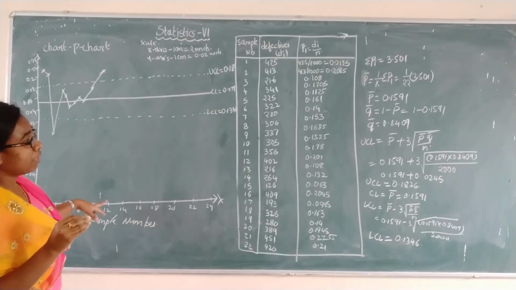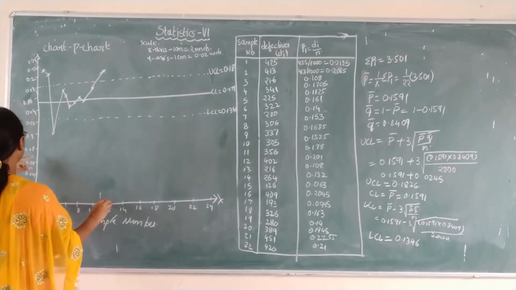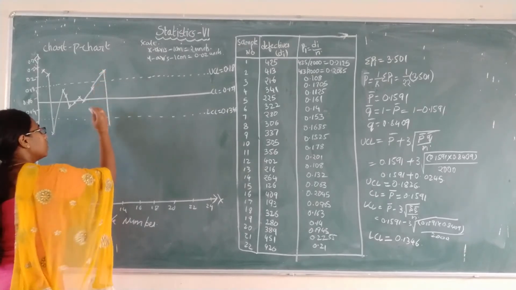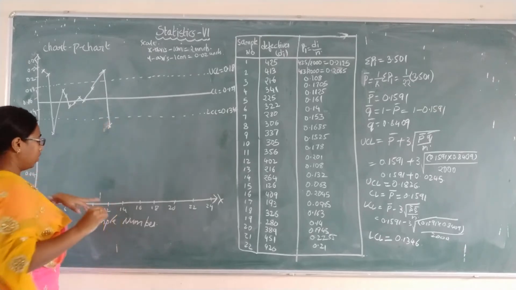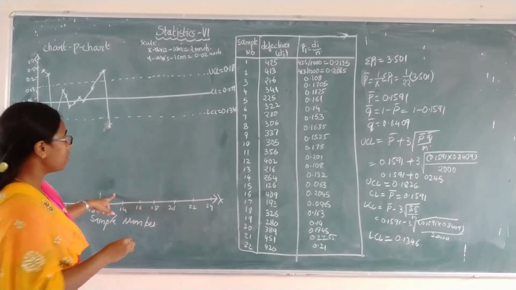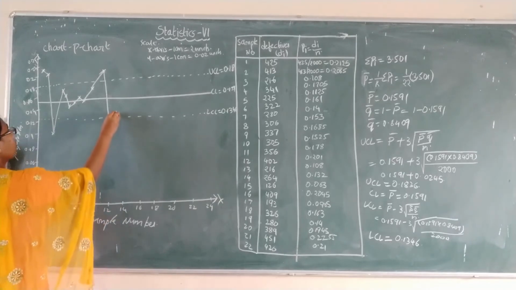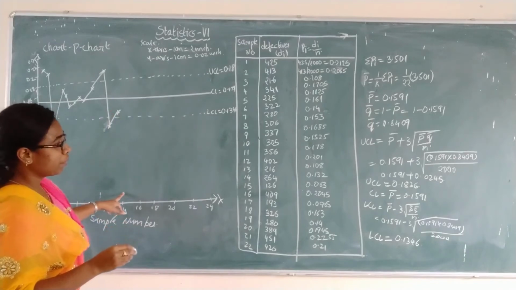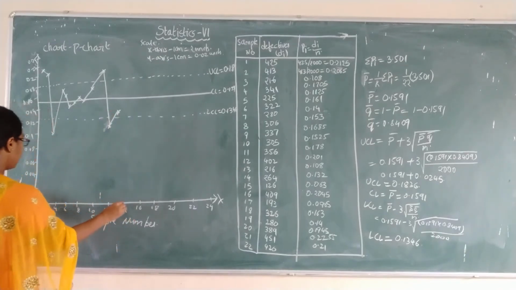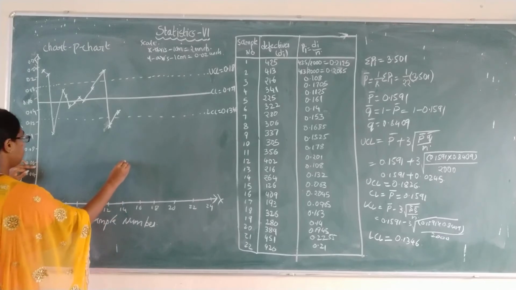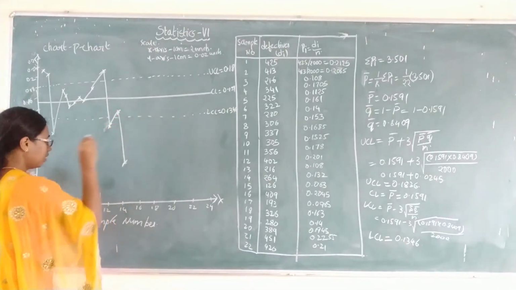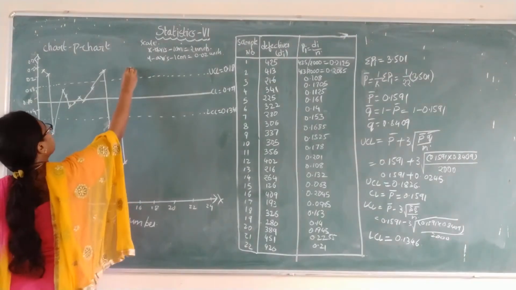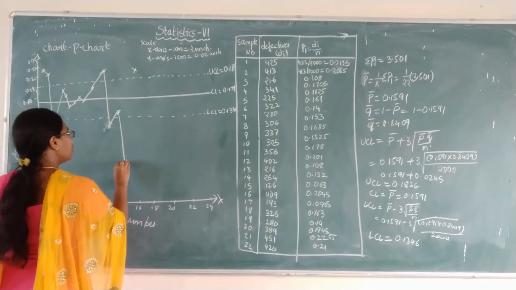Next, the 12th sample, the value is 0.10. Join it. Next, for the 13th sample, the value is 0.13. Join it. Next, for the 14th sample, the value is 0.06. 0.06 here. Join. Next, for the 15th sample, the value is 0.20. Again here. Join it carefully.